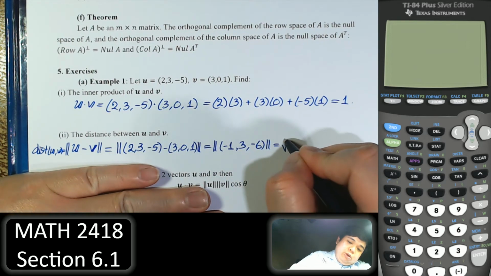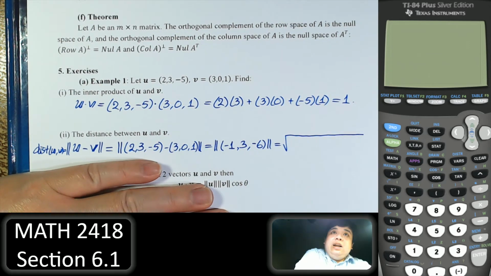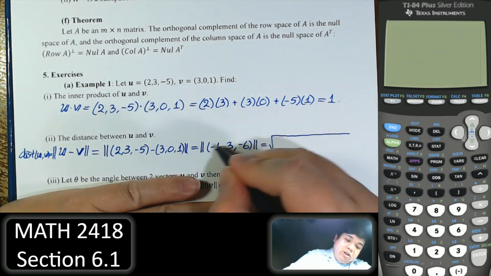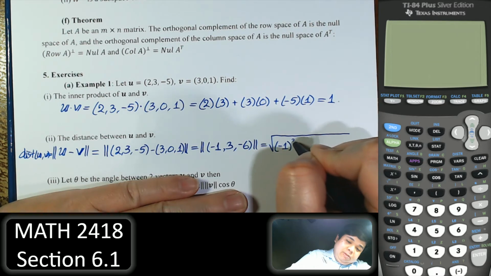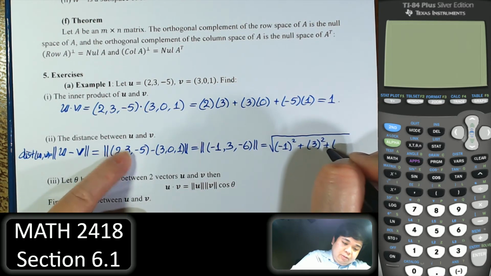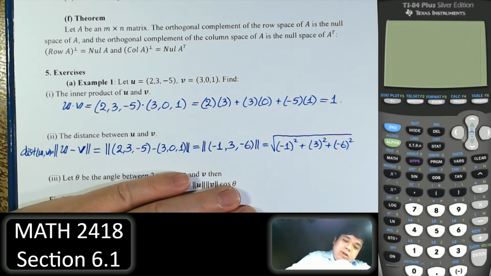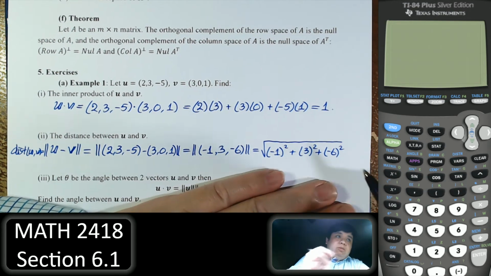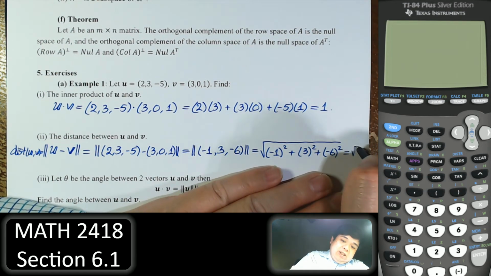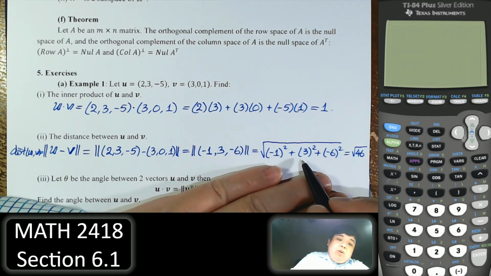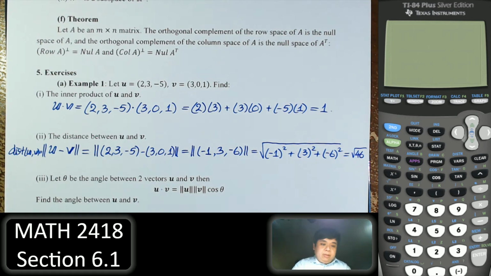And of course, when we do that, we can take the dot product of this with itself and the square root, or we just say using the Pythagorean theorem. So we have 9, 36, and 1, so that's 46. Right, 36 and 9 is 45, and 1, 46. So that is the distance between the two vectors.